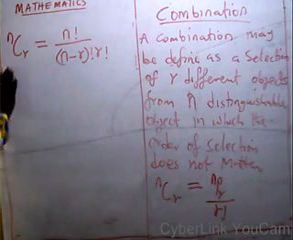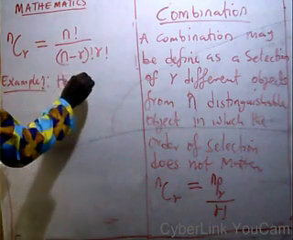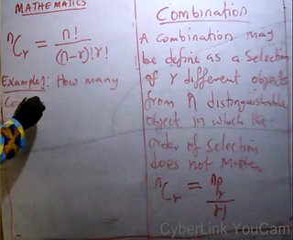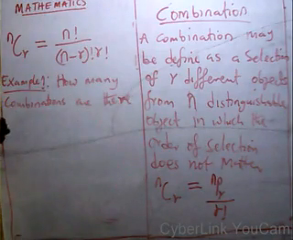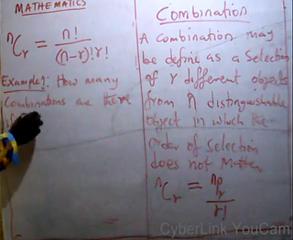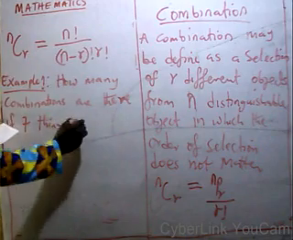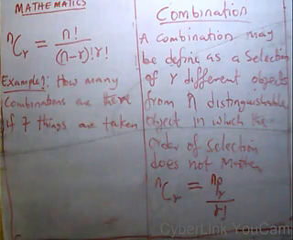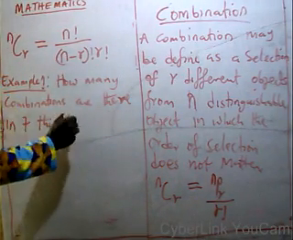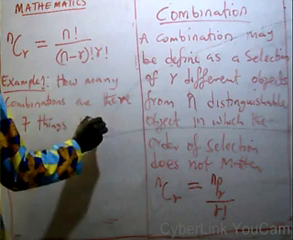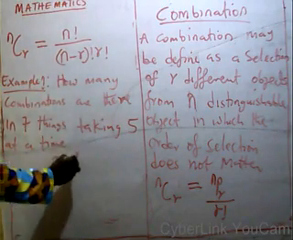Example 1. How many combinations are there in 7 taking 5 at a time?